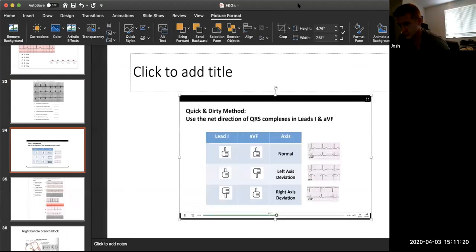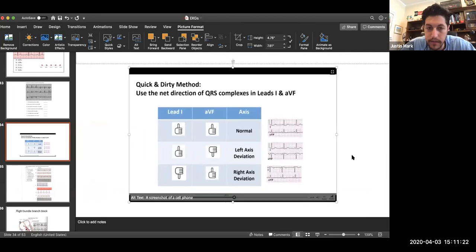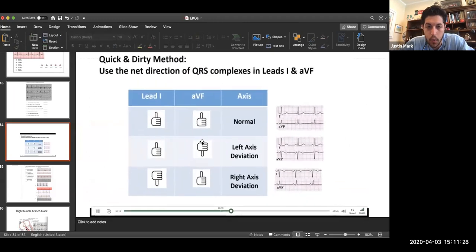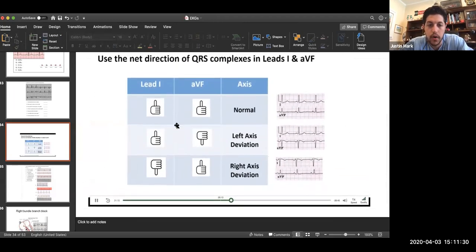Okay, so this method right here is the method that they showed us in class. We're going to look at lead 1 and lead AVF. We start with lead 1. If lead 1 is positive, we then move on to lead AVF. If lead AVF is also positive, then we have a normal axis. This is something you just have to memorize. If lead 1 is positive and lead AVF is negative, then we have a left axis deviation. So lead 1 positive, AVF negative, left axis deviation.